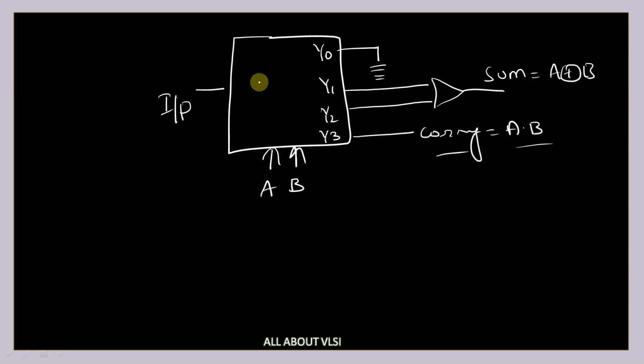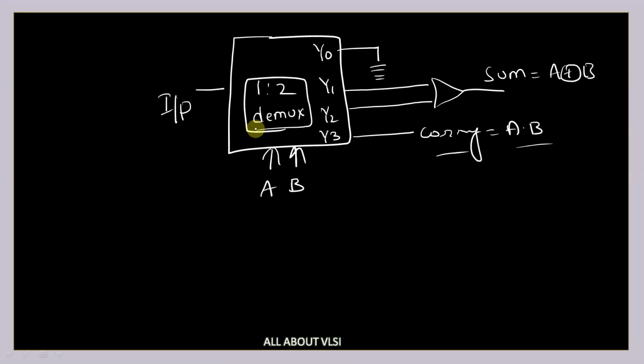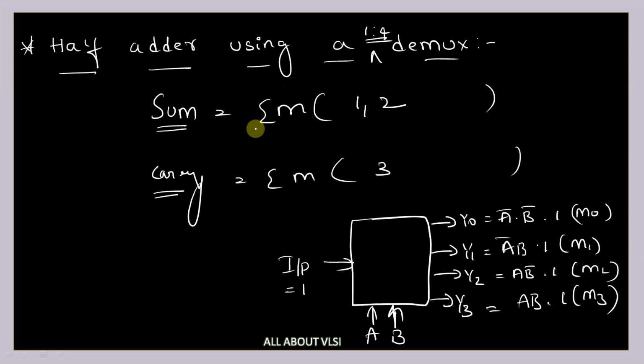So this is how we design a half adder using a demux. And not only the half adder, you can also design a half subtractor, full adder, full subtractor, or any function which has minterms. Any two variable function, having minterms from m0 to m3, we can easily implement using this demux.